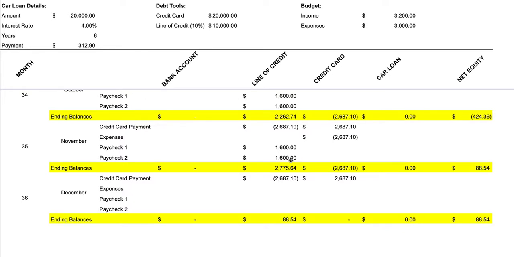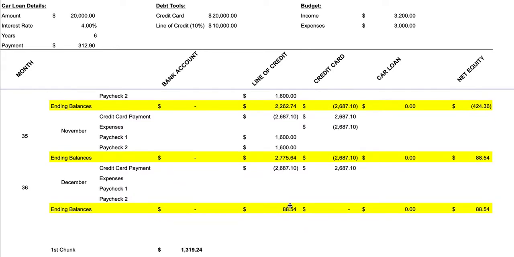It's built up, right? And so now your credit card, you just make that payment. The 268, 687, you take that from the line of credit. You pay that towards the credit card, and now your extra cash is $88. Now you can start transferring that back over to the bank account if you want, right? So now, yeah, you could just start paying it back now.